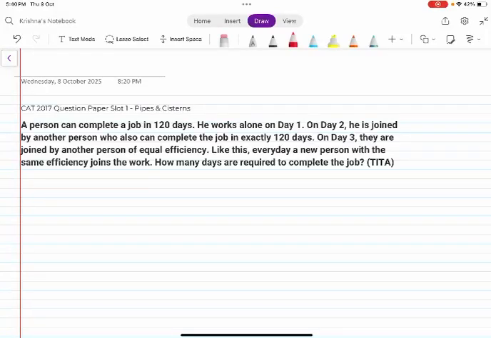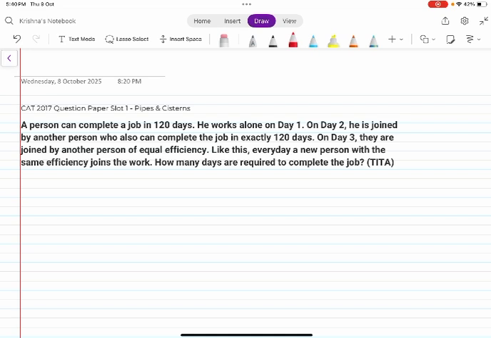Let's solve this previous year question of CAT 2017, which is on time and work. It's given that a person can complete a job in 120 days. He works alone on day 1. On day 2, he is joined by another person who can also complete the job in exactly 120 days. That means the efficiencies of both the persons are the same.